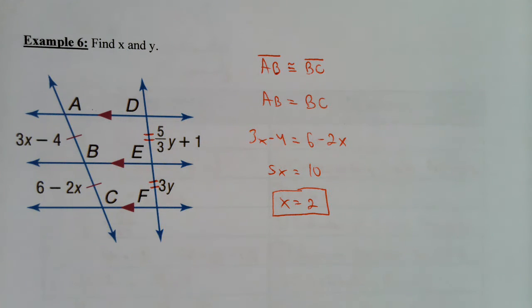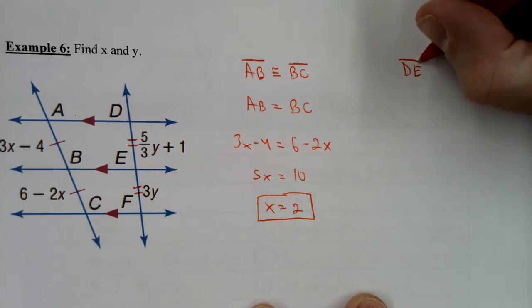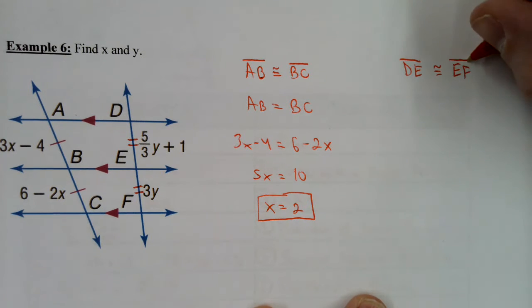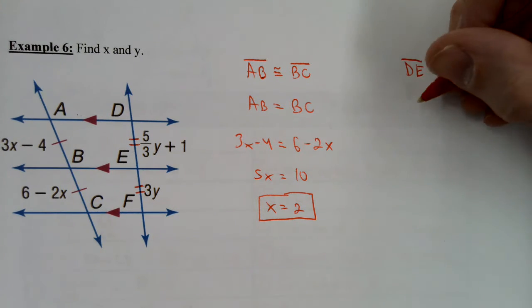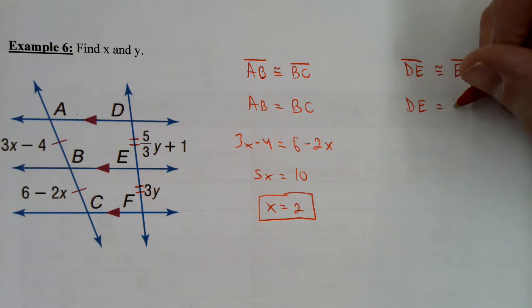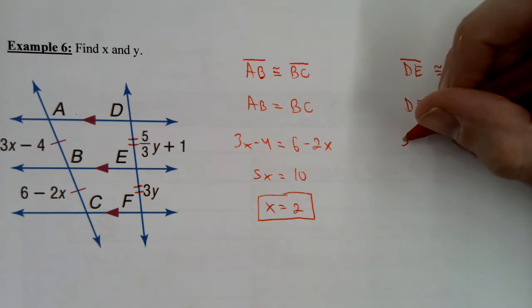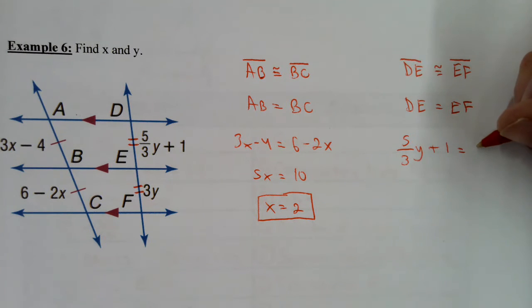Now let's focus on the y's. We know that DE is congruent to EF. We were not told that, but we could conclude that based on the corollary on the previous page. So it means that DE equals EF. Okay, so it means that 5/3 y plus 1 equals 3y.